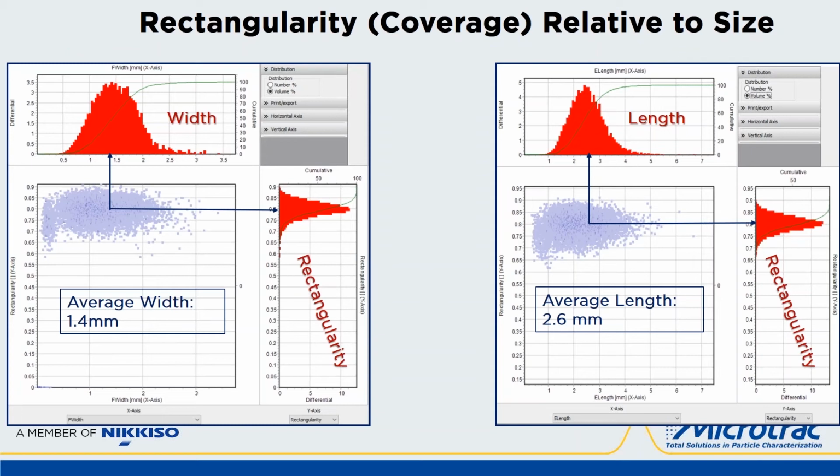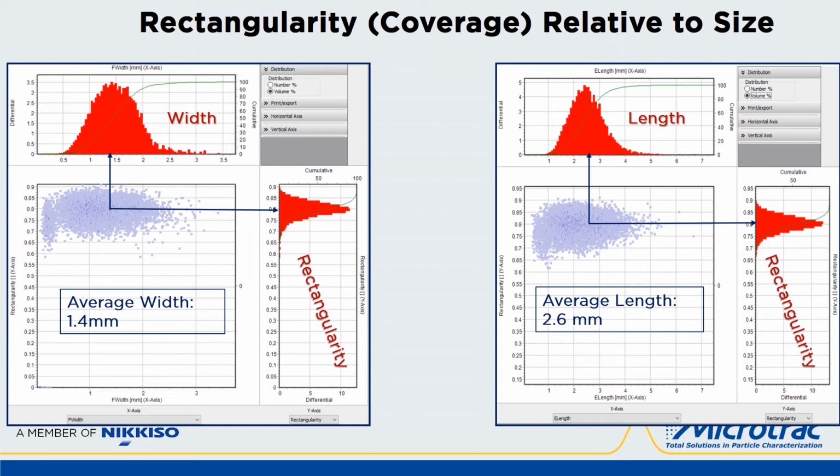Here are two scatter diagrams, the blue area, which are plots showing the location of every particle in a sample relative to any two size or shape parameters, plotted on the top red x-axis and on the right y-axis. On the left, rectangularity is shown relative to width and relative to length on the right side. The shape factors plotted here report the entire shape distribution.